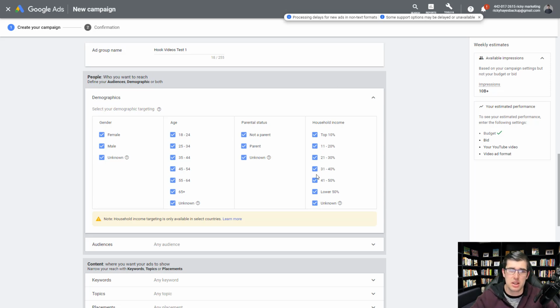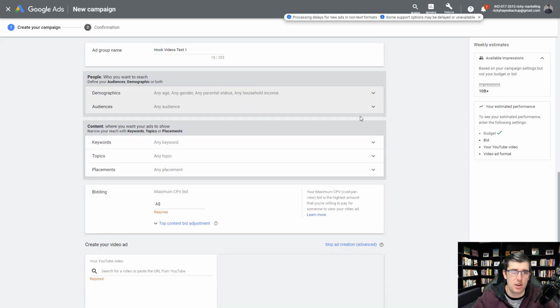And usually you find that the more expensive a product, the higher it is up in the household income, okay? So a lot of the ones that I get are in between the 11 to 20 through to the 31 to 40, okay? Lower 50 in that, they don't have much cash behind them at that point in time.